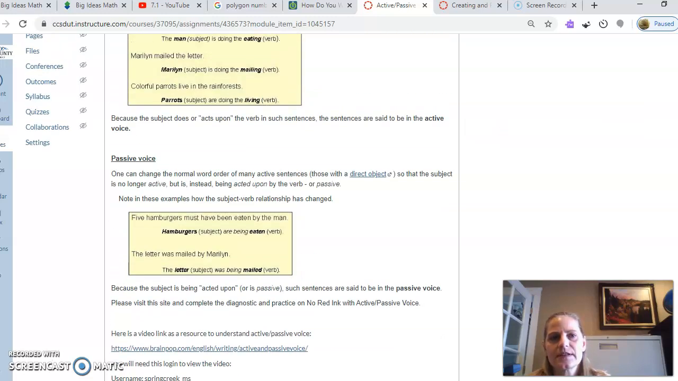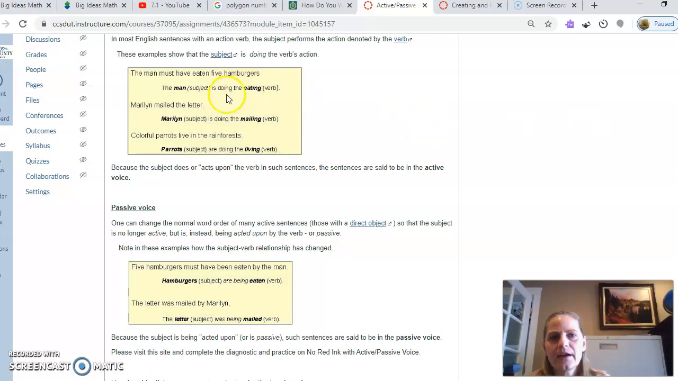So check out the two examples here. We have, the man must have eaten 5 hamburgers. Emphasis here is on the man and what he's doing, he's eating. In passive voice, 5 hamburgers must have been eaten by the man. Here the emphasis is on the hamburgers instead. So it's just about how the sentence is ordered, and it changes where the emphasis is placed.